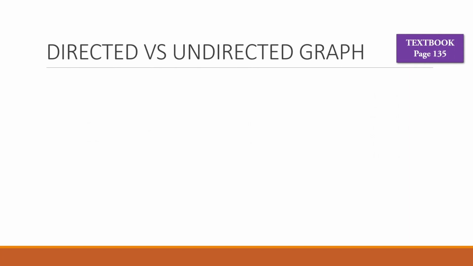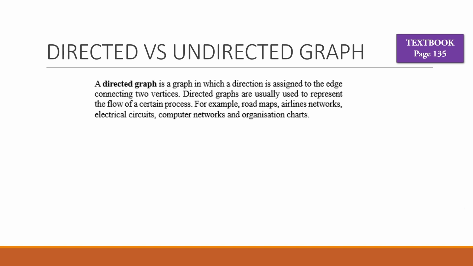The first thing, we are going to compare and contrast, look at the similarities and the differences between directed and undirected graphs. You can refer to textbook page 135. First, we have to know the definition of directed graph. So what is directed graph? Directed graph is a graph in which direction is assigned. The direction is assigned to the edge, and because of that, we call it a directed graph. There is direction assigned to the edge connecting the two vertices.